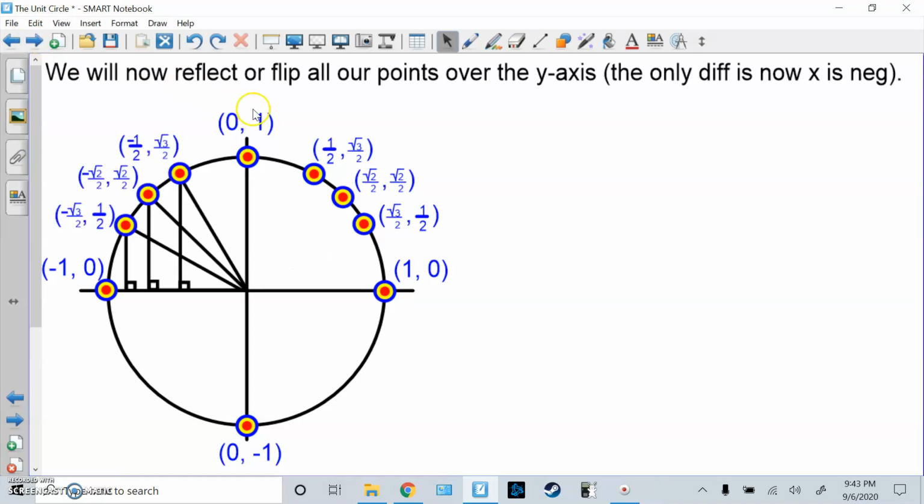Alright, now we're going to reflect or flip our points over the y-axis. We're going to flip these sideways. So the only difference is now the x is negative. So this is left 1/2, up root 3 over 2. This is left root 2 over 2, up root 2 over 2. Left root 3 over 2, up 1/2.